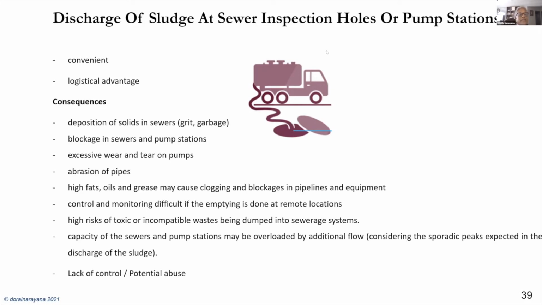Number one, solids being deposited in sewers and causing blockages. Pumps having increased wear and tear because of sand and grit that's coming in, and abrasion of the pipes, again due to grit. Oil and grease tend to be very high in septage or pit sludge, right? And these cause clogging and blockages. And if it is a remote location, a manhole, for example, where people can just open the manhole and start discharging inside, then the control and monitoring of what is being discharged becomes extremely difficult, right?